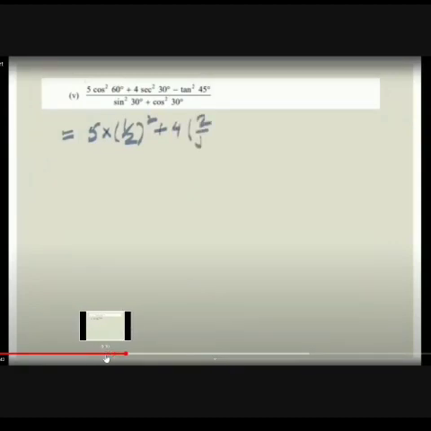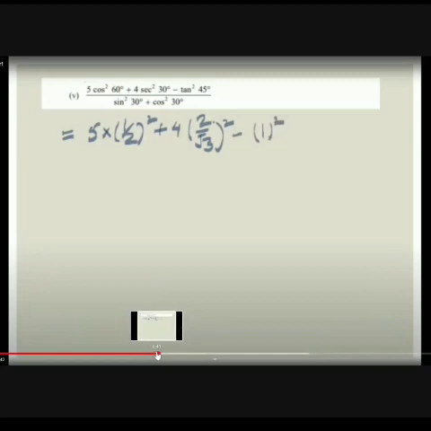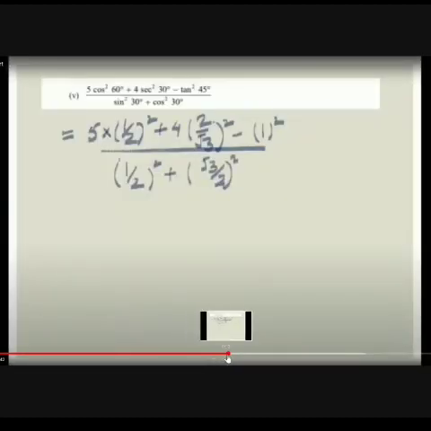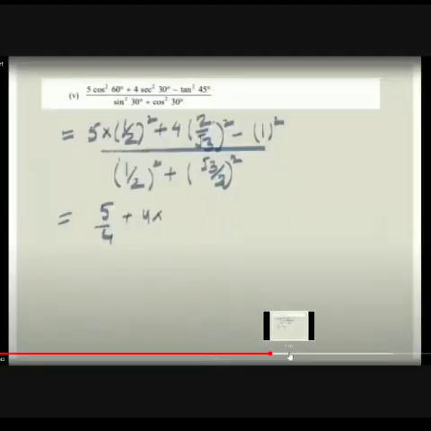Tan square 45 means I have 1 square. So we put the values and we get 5 into half square plus 4 into 2 by root 3 square, which is 3 root 3 upon 2 square. We simplify it. See here, the complete question can be solved like this and shown to the students.